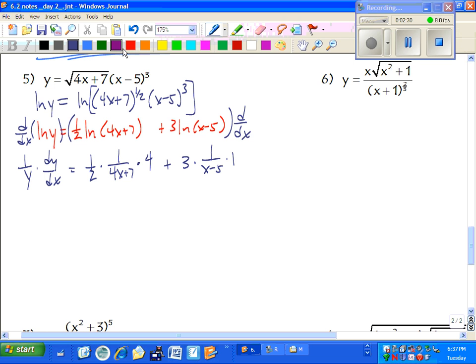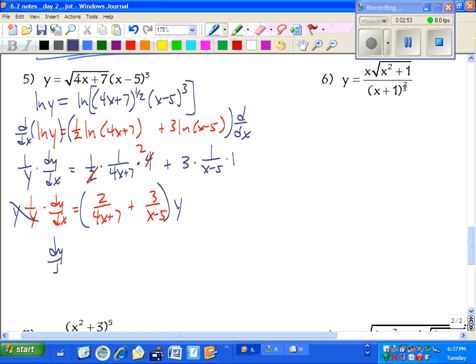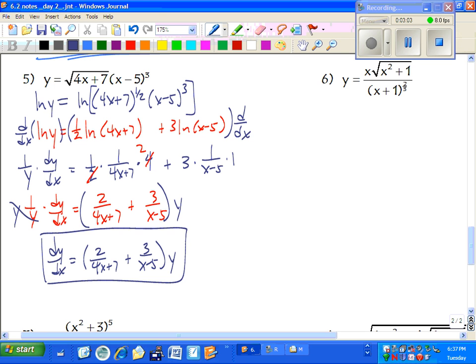So we can do a little simplifying on the right side. The 2 and the 4 simplify. So we get 1 over y dy dx equals 2 over 4x plus 7 plus 3 over x minus 5. And then our last step, just multiply both sides by y. So dy dx equals 2 over 4x plus 7 plus 3 over x minus 5, all times y.